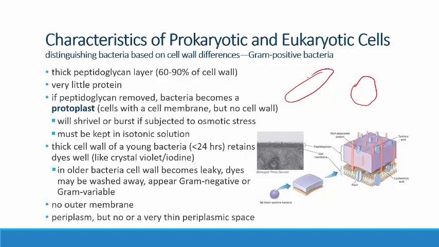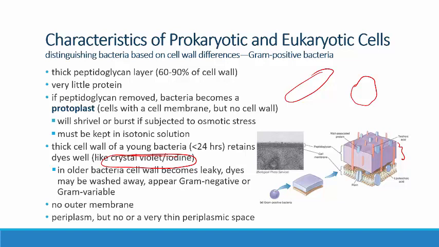As well, some other characteristics about it is that thick cell wall, if it's a young bacterium, 24 hours old or younger, they tend to retain dyes very well. For instance, in the gram staining procedure, you use crystal violet and iodine as the two dyes that are going to indicate that a gram-positive bacteria is there, because the crystal violet can penetrate and stick to the peptidoglycan layer. And then when you add iodine to it, it makes that crystal violet molecule even larger and really locks it in place.